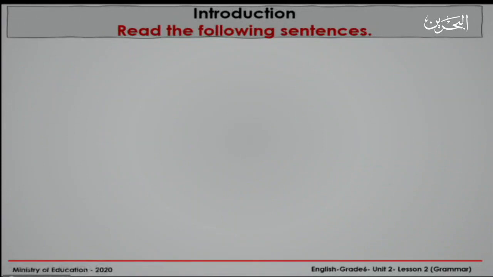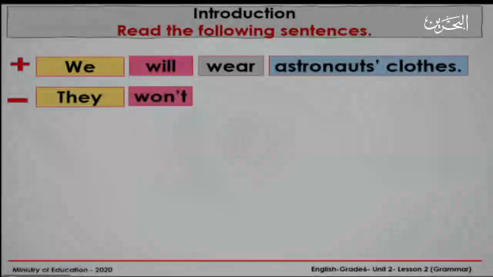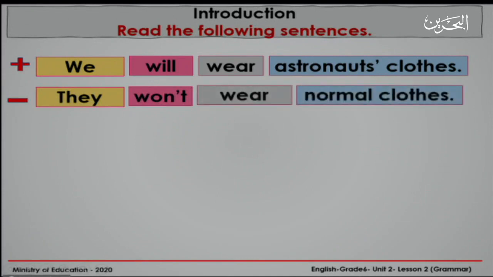Let's continue reading the sentences. We will wear astronauts' clothes. We use will for the affirmative sentences. They won't wear normal clothes. We use won't for negative sentences.